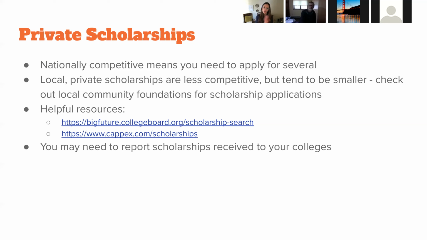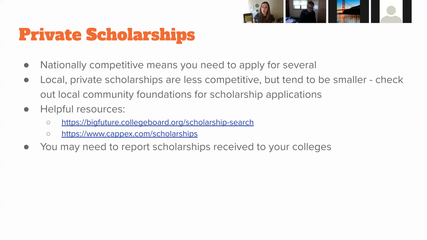For looking at national scholarships, the College Board is a good one. That Big Future website we were just on, again, I told you, you'll kind of live there. There's a lot of stuff there. And then CAPEX is another good website for searching for scholarships. The scholarship search feature is pretty easy to use.